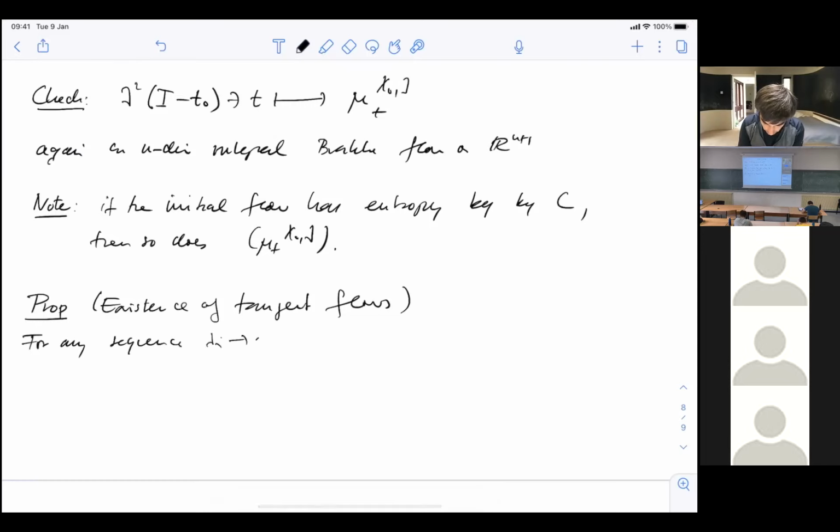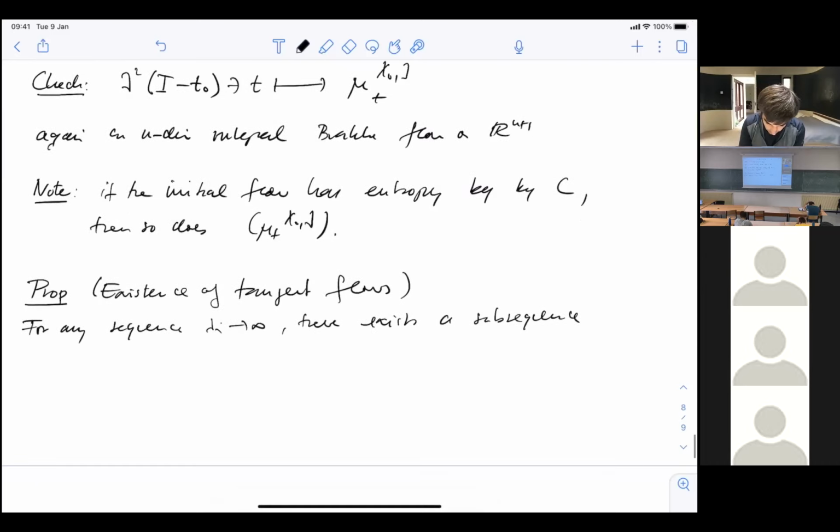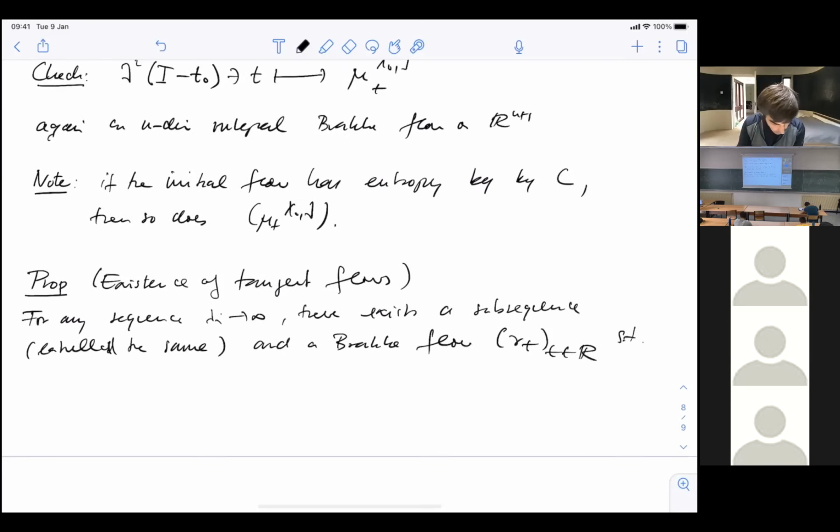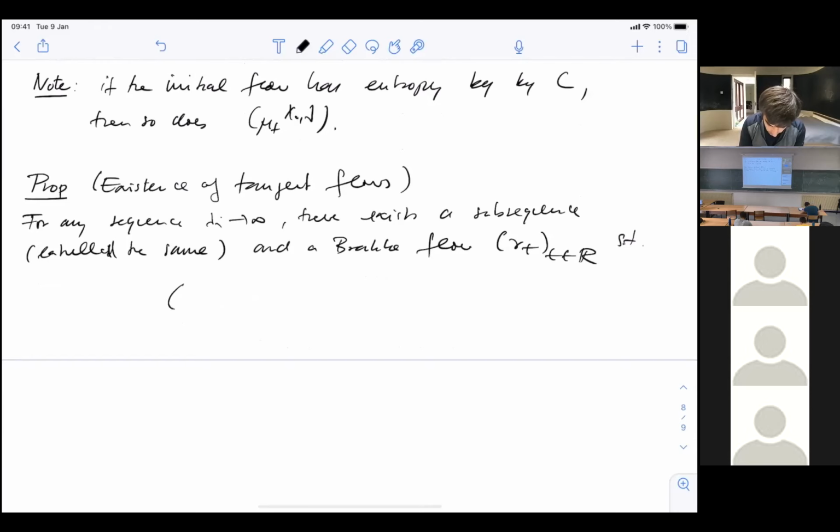lambda_i going to infinity, there exists a subsequence, labeled the same, and a Brakke flow nu_t, defined for all t in R, such that the rescaled flows mu_t^{x0,lambda_i} converge, in the sense of convergence we got out of the compactness theorem, to this flow nu_t. This is defined for all time.